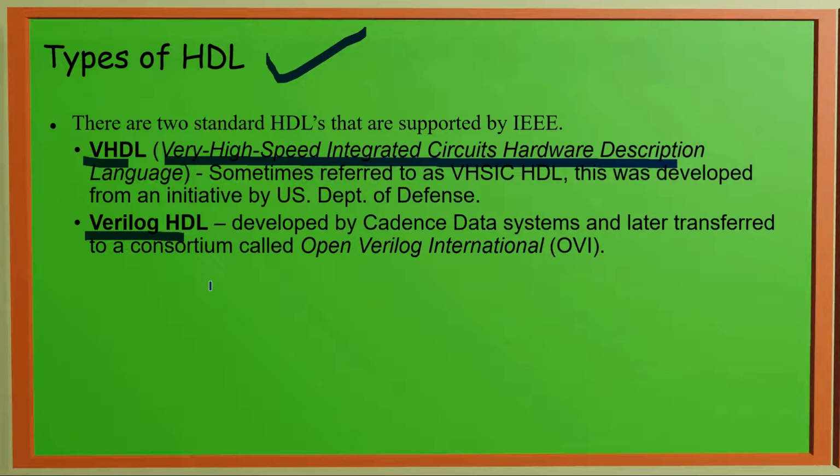Now let us discuss types of HDL. There are two types of HDLs. One is VHDL and another one is Verilog. In VHDL, HDL stands for Hardware Description Language and V stands for VHSIC.